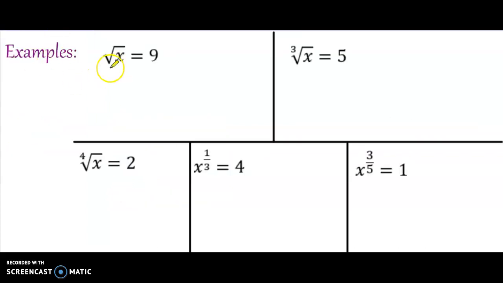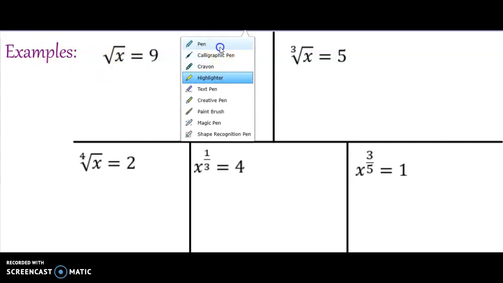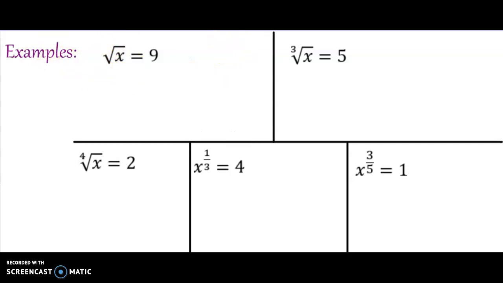Our first example is the square root of x equals 9. We just mentioned that the inverse of a square root is to square both sides. We're going to square both sides. Whatever we do to one side, we have to do to the other. So let's do that right now.